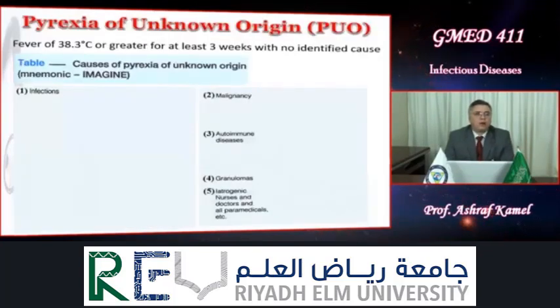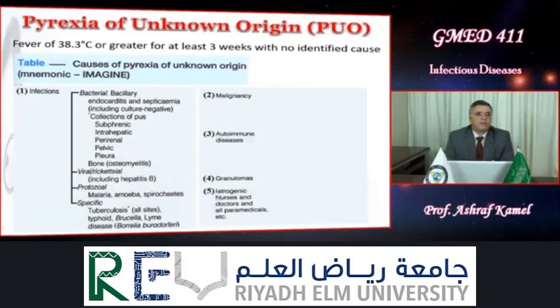Pyrexia of unknown origin. It is defined as fever of 38.3 degrees centigrade or more for at least 3 weeks with no identified cause. This table shows the main causes of pyrexia of unknown origin, or PUO. Number 1, infections. Number 2, malignancy. Number 3, autoimmune diseases. Number 4, granulomas. And finally, iatrogenic in origin.